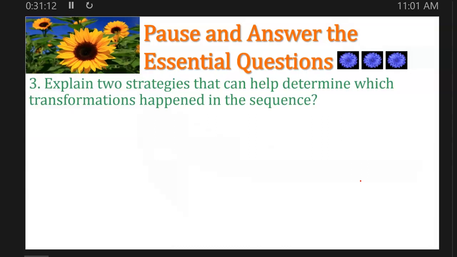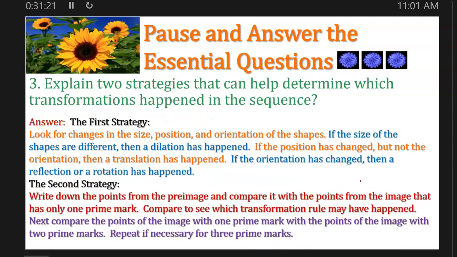Okay, so the third essential question: explain two strategies that can help determine which transformation happened in the sequence. The first strategy is to look for changes in the size, position, and orientation of the shapes. If the size of the shapes is different, then a dilation has happened. If the position has changed but not the orientation, then a translation has happened. And if the orientation has changed, then a reflection or a rotation has happened.